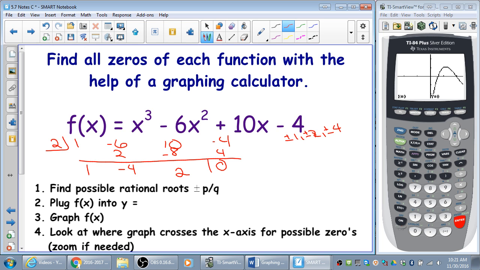All right, so 2 did work. It does cross right at 2. X squared minus 4x plus 2 is what we have left. I don't think there's any factors of 2 that add to 4, so we're looking at the quadratic formula.